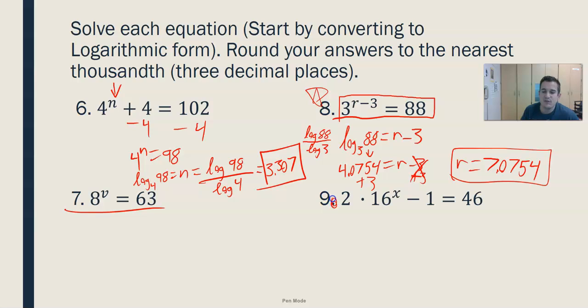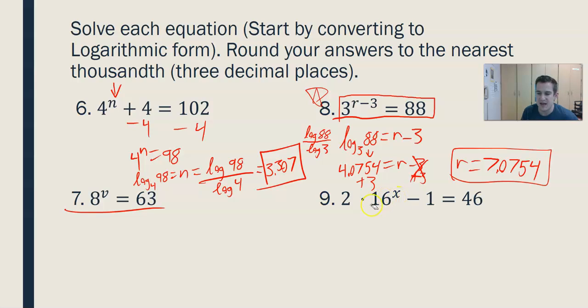Lastly, there are several steps in this problem right here. So I have 2 times 16 to the x minus 1 equals 46. So there's a lot going on. I'm going to need to get this exponential expression by itself first before I can change it to a logarithm. So I need to get rid of everything else out here.